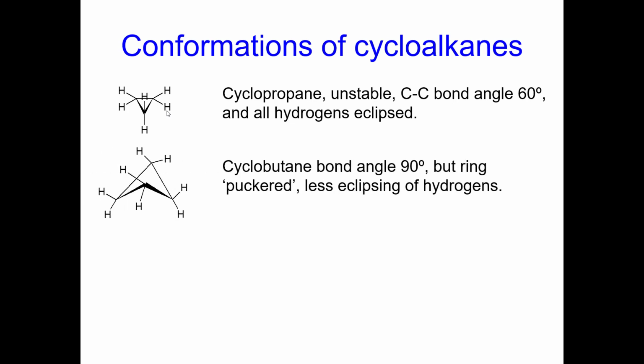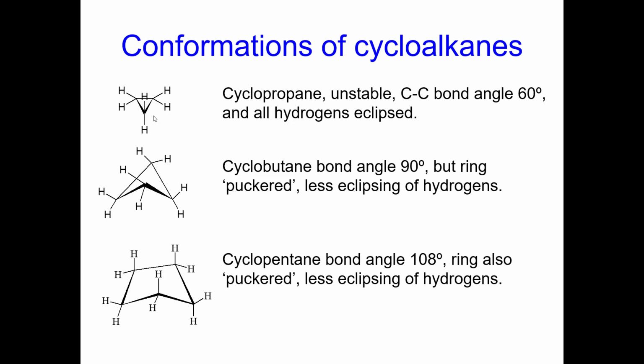Okay, cyclobutane has a bond angle of 90 degrees. The ring is puckered. Okay, so it's puckered as in it's not a flat structure. There's a slight bend here in the structure. And this slight bend reduces the eclipsing of our hydrogens. There's a bit more space for them to just be by themselves. So it's less unstable, or more stable, than our cyclopropane.